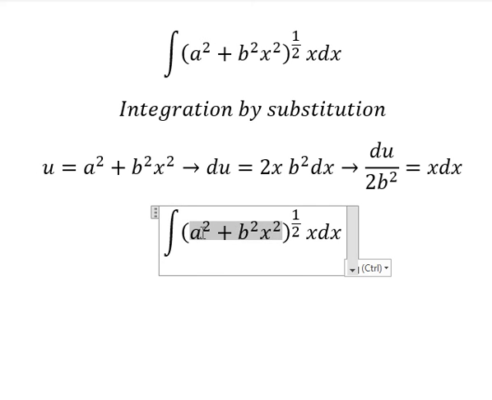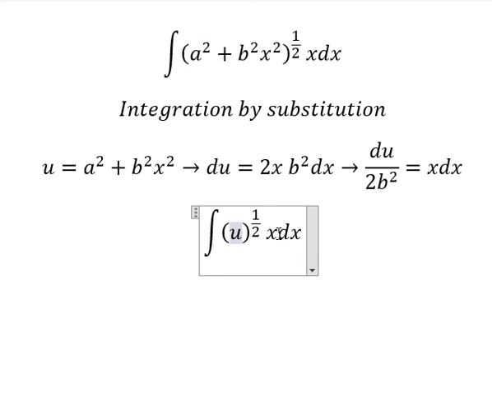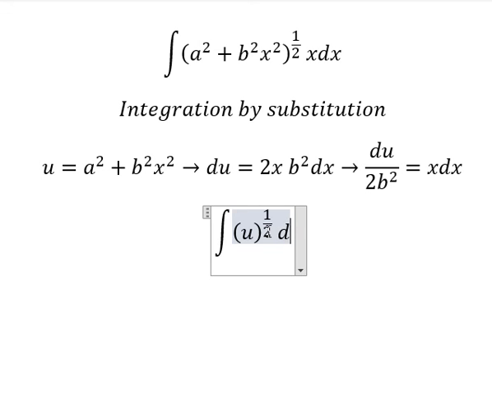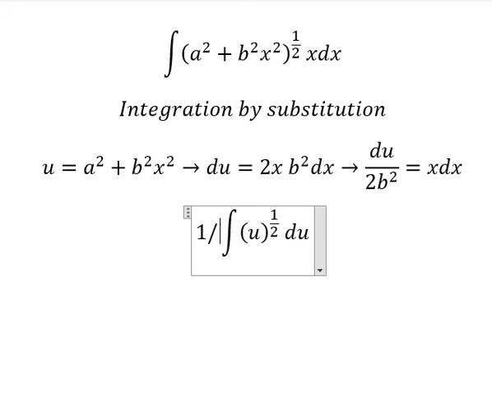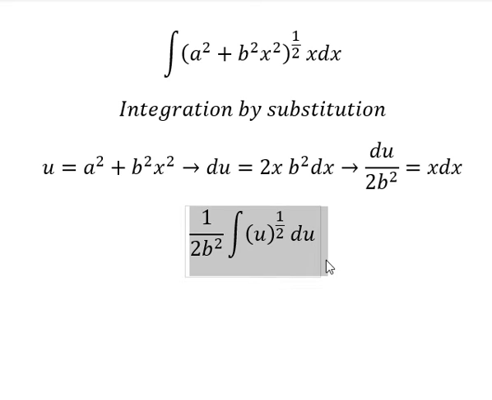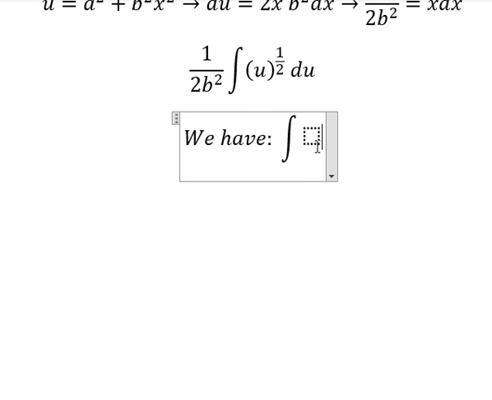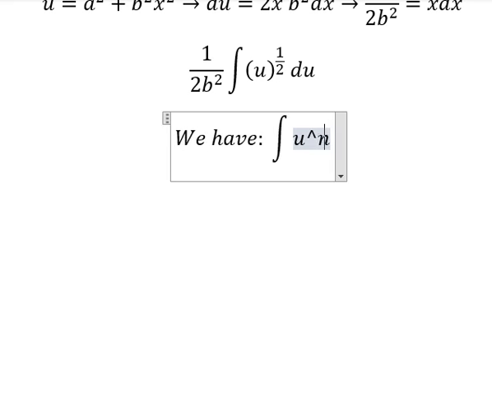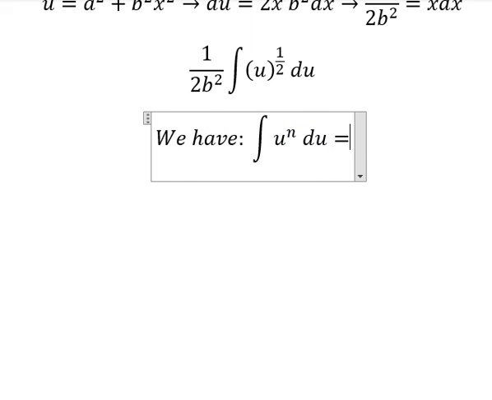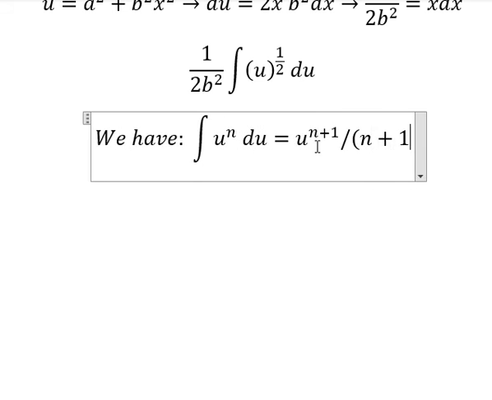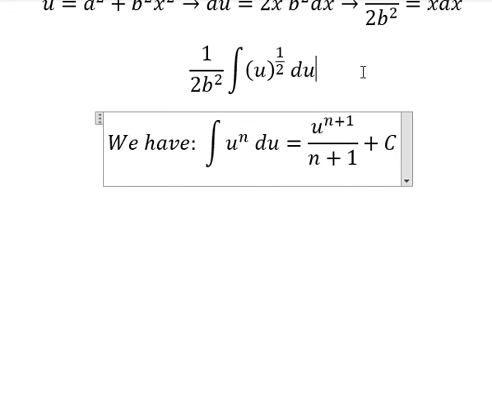So this one we change by u. The s we change by this one. Next, we have the formula in here. The integration of u to the power of n du. We have u to the power of n plus 1 over n plus 1, and I will put c.